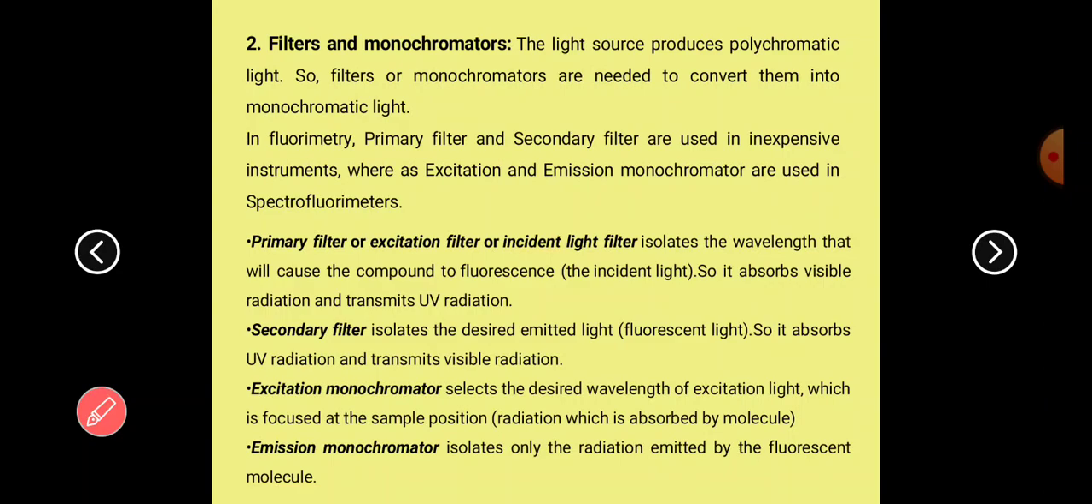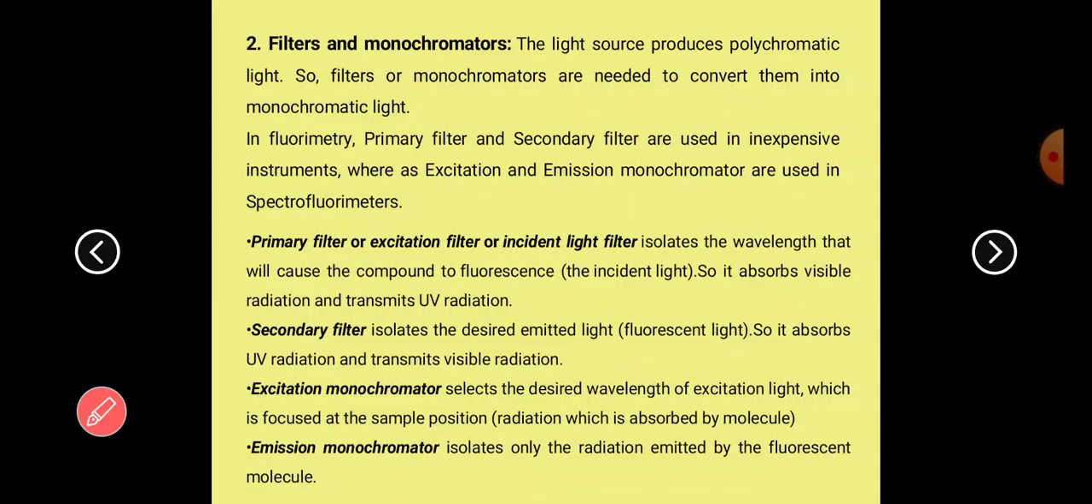Primary filter or excitation filter or incident light filter. The function of the primary filter is to isolate the wavelength that will cause the compound to fluoresce. So it absorbs visible radiation and transmits UV radiation. Secondary filter isolates the desired emitted light. So it absorbs UV radiation and transmits visible radiation.